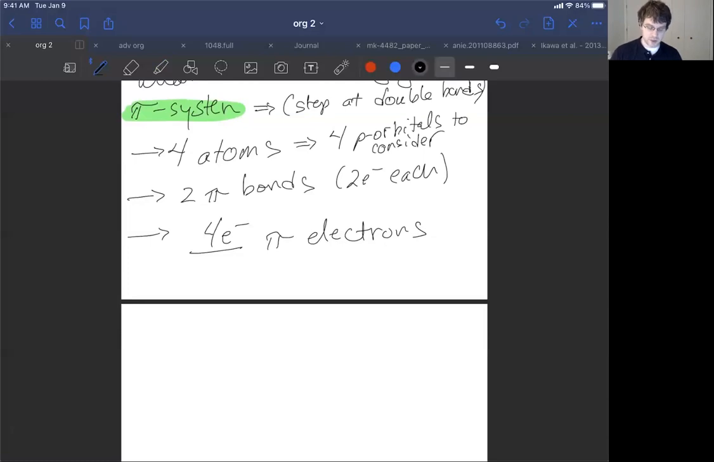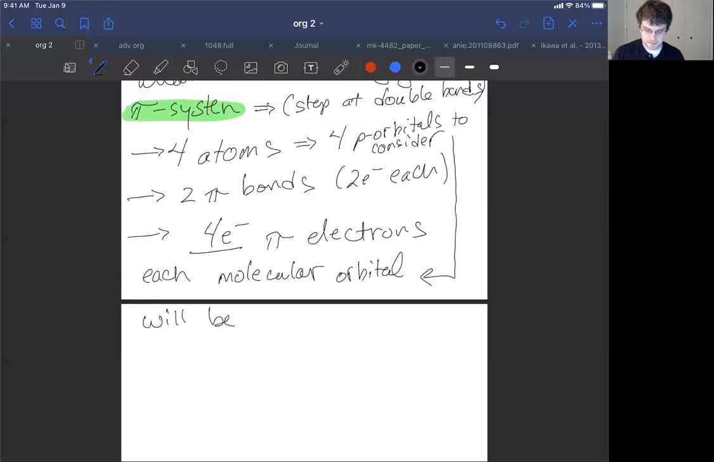So instead, what I want to do is recognize that if I have 4 p orbitals to consider, each molecular orbital is going to be comprised of 4 atomic p orbitals. Okay, so we're going to take 4 p orbitals to make a bunch of molecular orbitals. How many molecular orbitals?